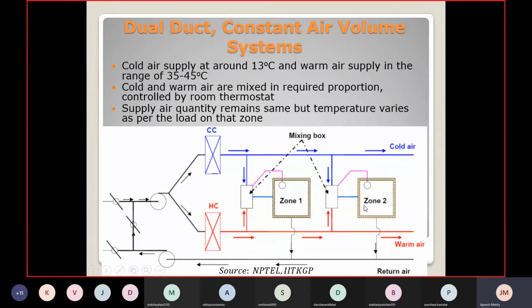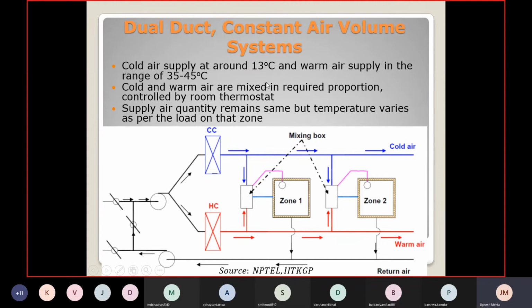You take it from here and you supply it into zone 1 and you don't take any hot air. But then at that point of time, zone 2, the heat load is very less. So what you will do is the amount of air is still same. The air supplied here is still same, but you will change the proportion of cold air and hot air. So if the load here is less, you will take some amount of this cold air and mix some hot air or warm air with that, create some intermediate temperature, and then supply it to zone 2. So that's the strategy used in the dual duct system, but the amount of air supplied to a given zone is still the same.